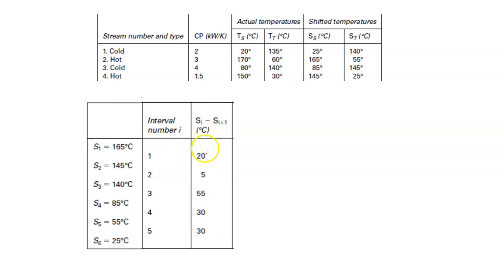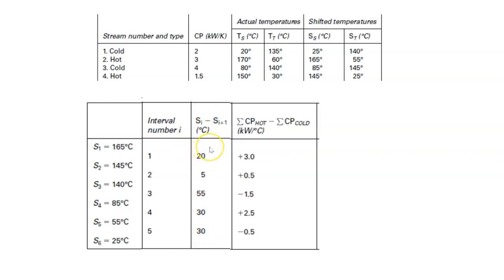Now I'll find out summation CPH minus summation CPC. So for interval 1, since there is only one stream available, which is a hot stream, I'll consider that as plus 3. For interval 2, streams number 2 and 4 were present, minus that of cold stream number 3 available, so 3 plus 1.5 making it 4.5 minus 4 making it 0.5.